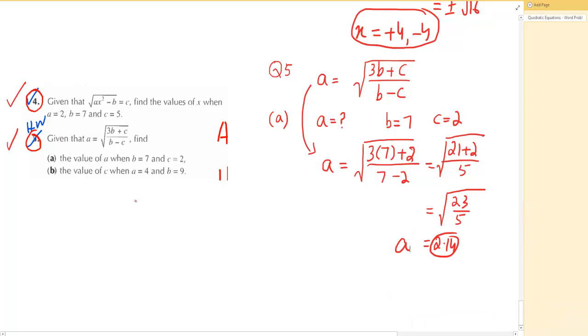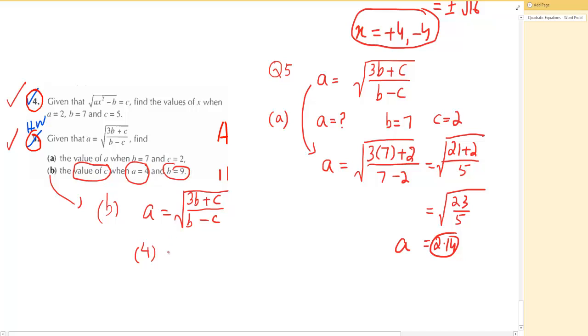But in the B part, we have the same question. And in the B part, we have to find the value of C. So what we have to do is make C the subject of the formula. I think I should use the first method. Let's plug in the values here. A is 4. Look here, A is 4 and B is 9.